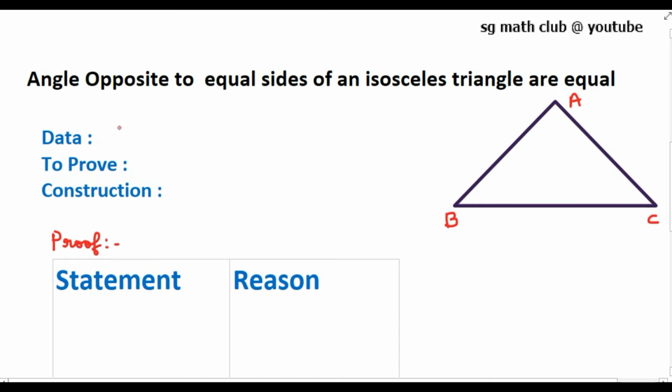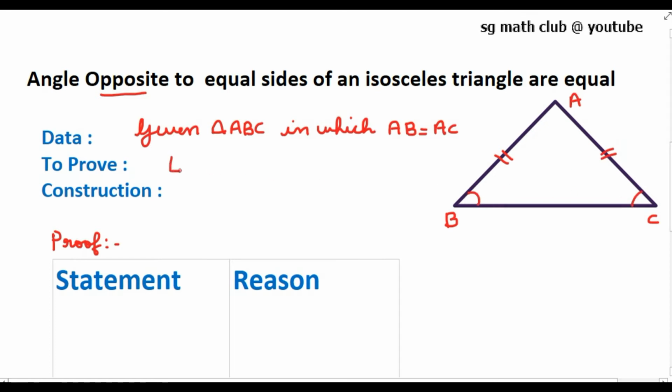So data, they have given as: given triangle ABC in which they have given that the sides are equal. So we can write AB equal to AC. This is given. And we need to prove that angles opposite to equal sides are equal. So to prove that, these two sides are equal, and we need to prove angle B equal to angle C. This is what we need to prove.